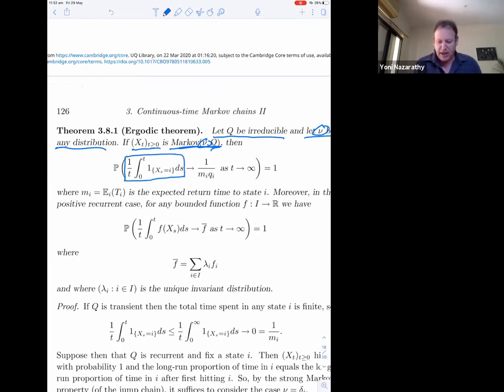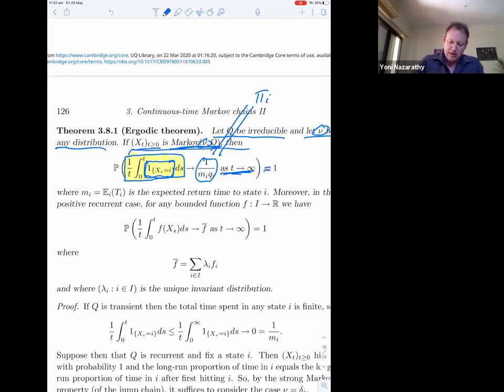this thing, which I had before, is a time average. This is a proportion of time over t time units during which you are in state i. You count every time you're in state i. It's going to converge to this thing, which you can also call pi_i, 1 over m_i q_i. And it's going to happen with probability 1.